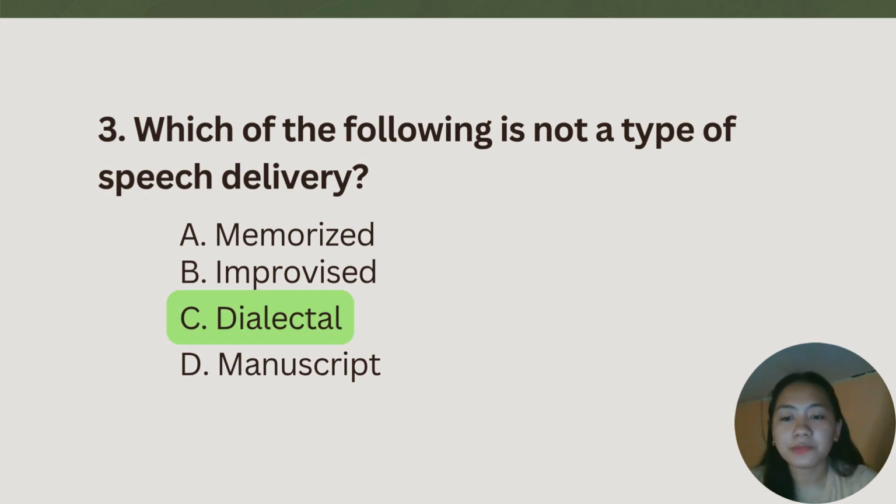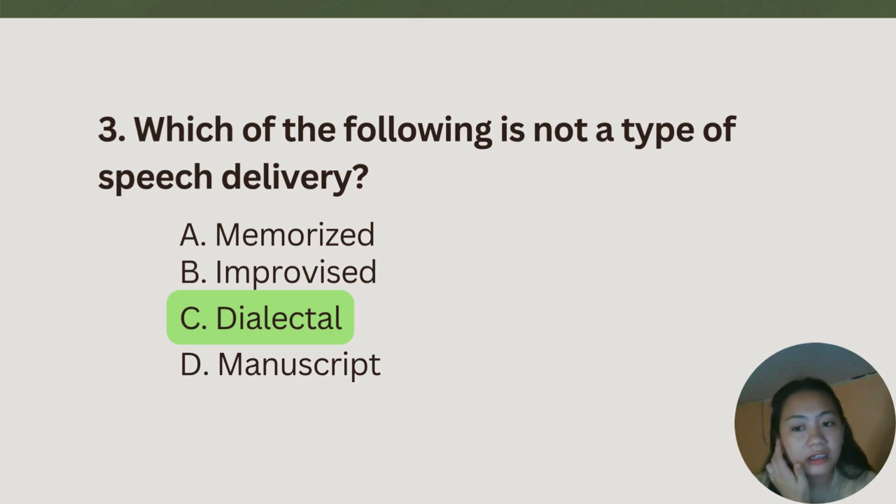Okay, time's up. The answer for number 3 is dialectal. When we say dialectal, this term refers to language variation or accent, based on region or social group. So it is not a method of speech delivery. So why are the other options incorrect?